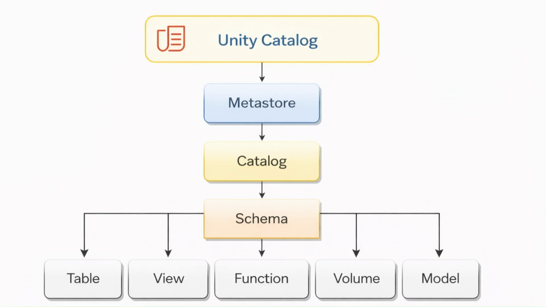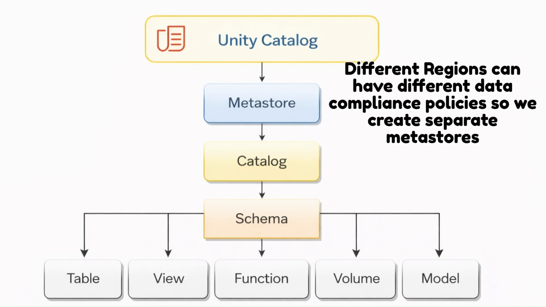We create different Unity Catalog metastores only when we need strong isolation across environments, regions, or security boundaries. For example, different regions or different countries can have different data compliance policies. So, we create separate metastores for them.